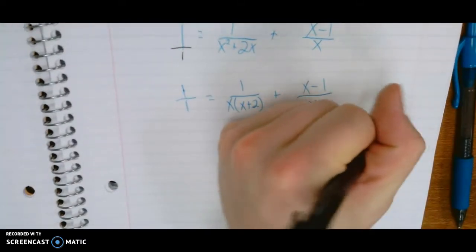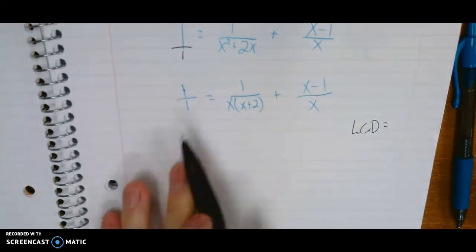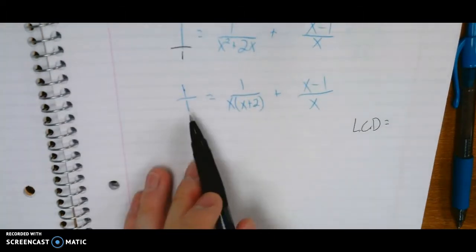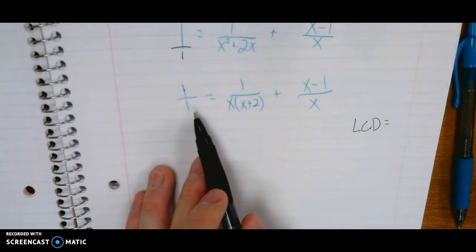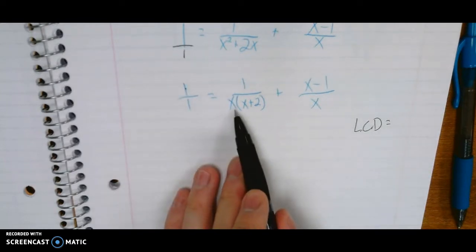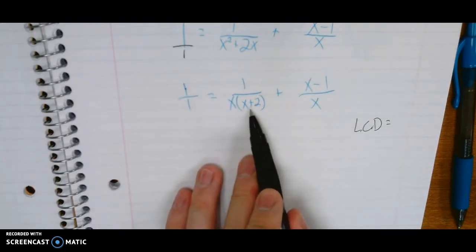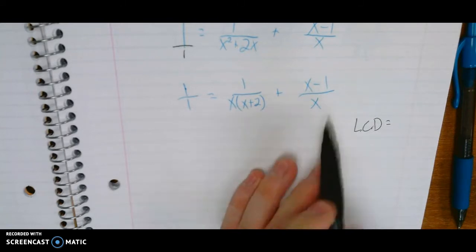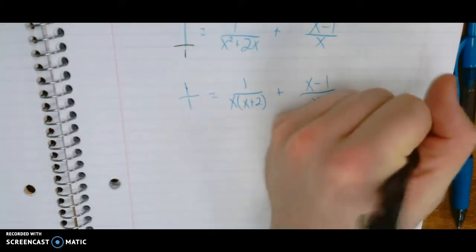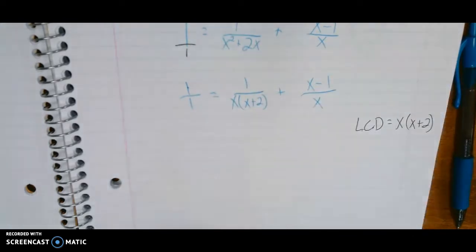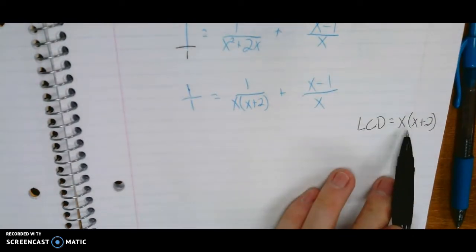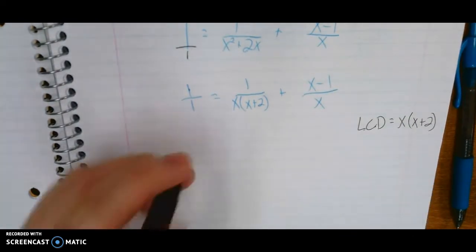So my least common denominator has to kind of combine the best of all worlds here. A 1 is kind of a cop-out, don't really need to do much here. I need to have at least an x and an x plus 2, and I need to at least have an x. So to satisfy everything, we'd have an x and an x plus 2. So I'm going to multiply every single numerator by x and x plus 2.